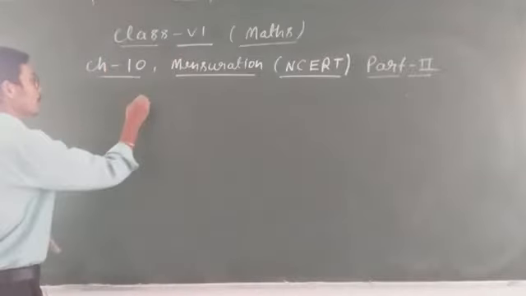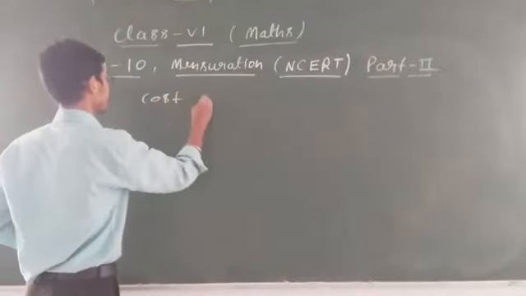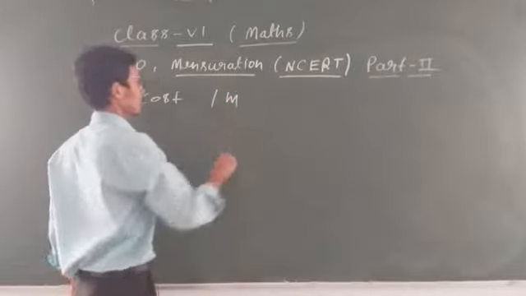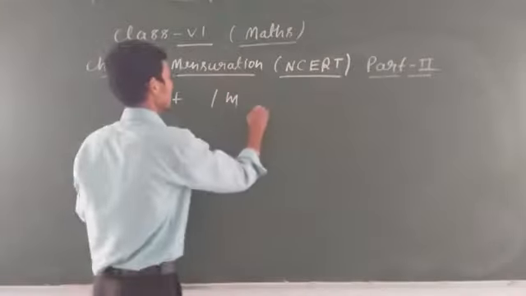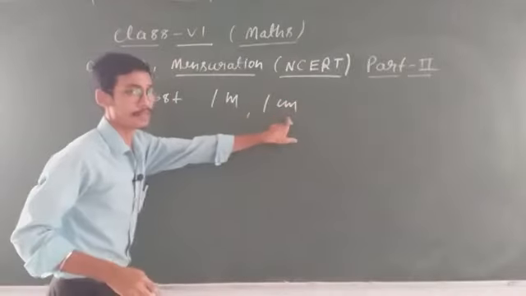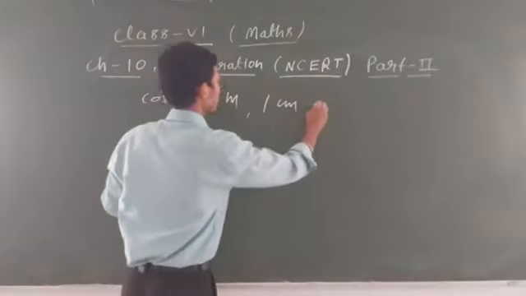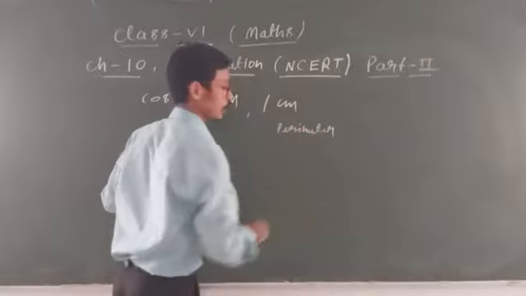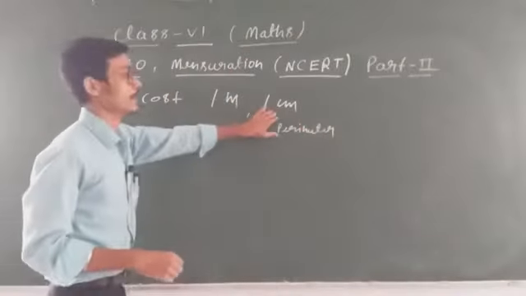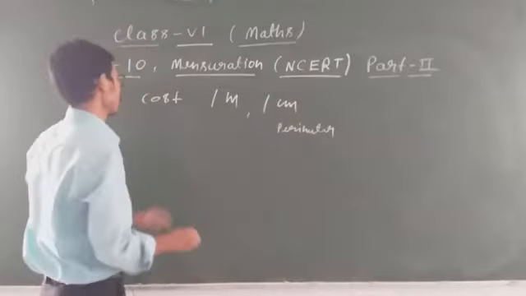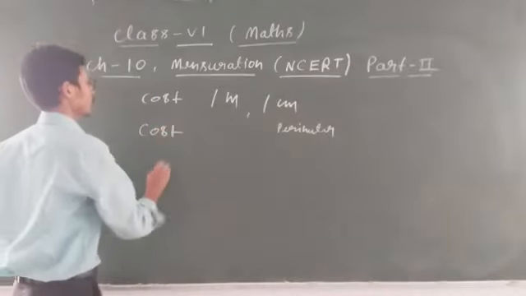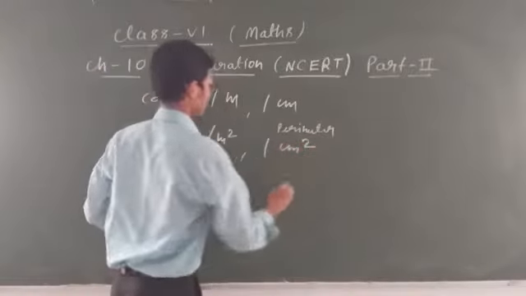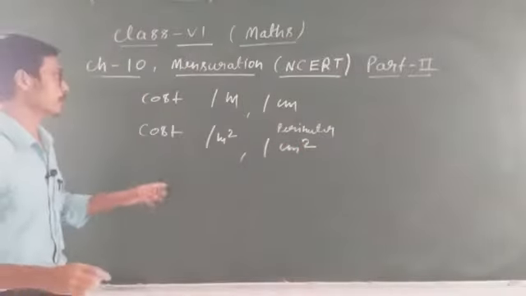So if cost is given per meter, remember this student, per meter or per centimeter, only meter and centimeter, then you have to find out perimeter. Very important thing I am discussing, student, focus on this. If cost is given per meter or per centimeter, okay, but if cost is given per meter square or per centimeter square, I will also discuss in the question.